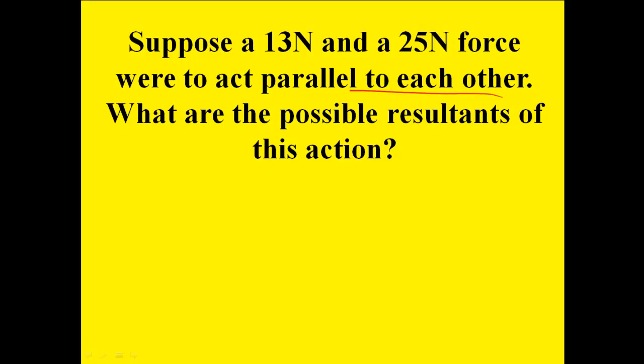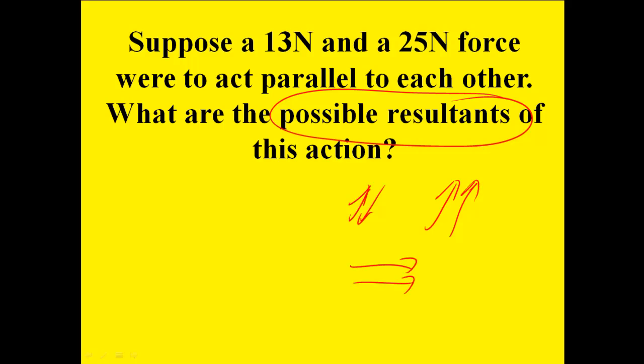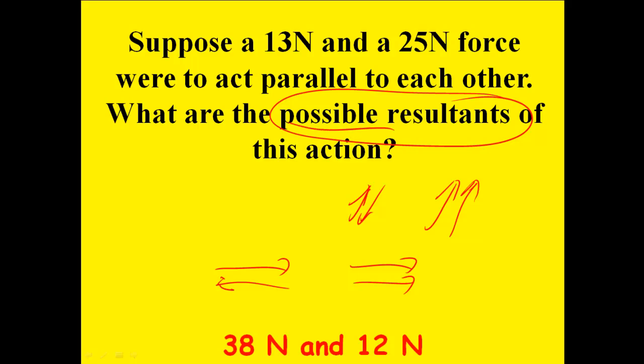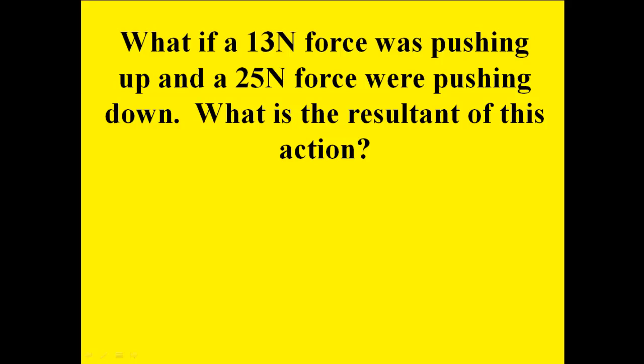Well, the idea here is the possible resultants. They're parallel. They could be like this. They could be like that. They could be this way. They could be that way. Many different ways. So you can add them. 25 and 13 would be 38. Or 25 minus 13 would be 12. And of course, we would have to say left, right, or so forth. Since there's possible resultants, we could have an infinite number here.